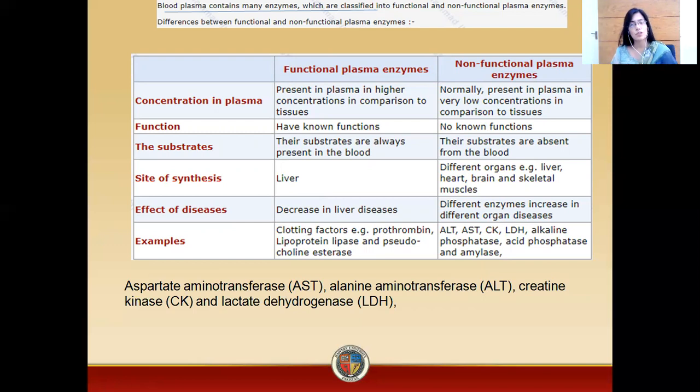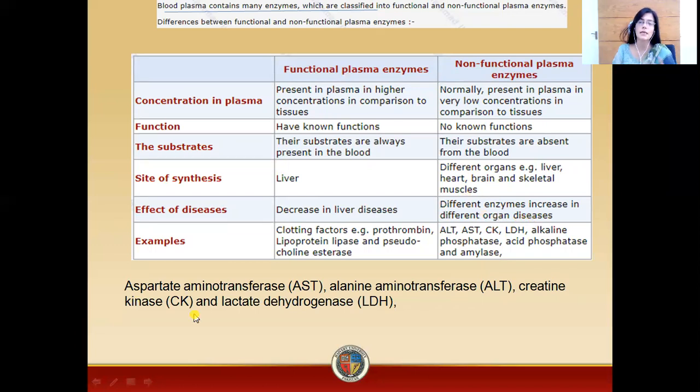Now, what is the effect of diseases on the level of these enzymes? We know that the origin of the functional plasma enzymes is the liver. So, if there is liver damage, there will be decreased amount of these functional plasma enzymes in the plasma. While in case of tissue or the cell damage, there will be increased enzymatic content, there will be increased non-functional plasma enzymes in the plasma.